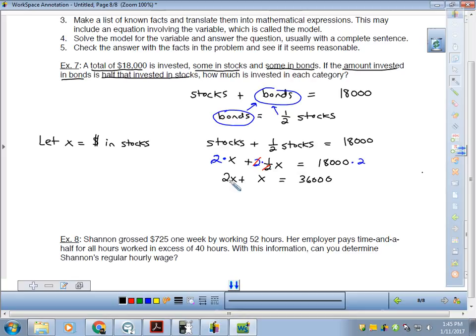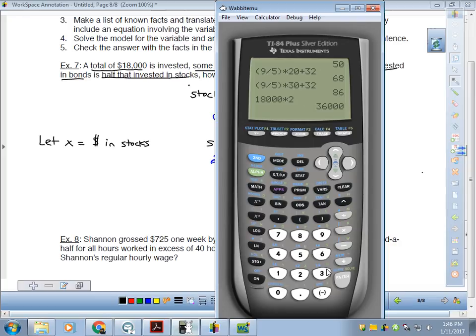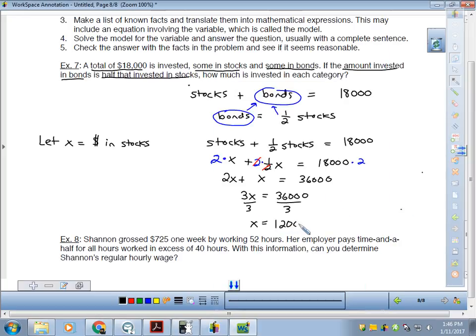If we combine these together, 2X plus X, that gives us 3X equals 36,000. Then we can divide both sides by 3 to find X. So in my calculator, I'm going to do 36,000 divided by 3, and so I get 12,000. Now what was X again? Look back up here. X is the money in the stocks. So we already know that in the stocks we have $12,000.